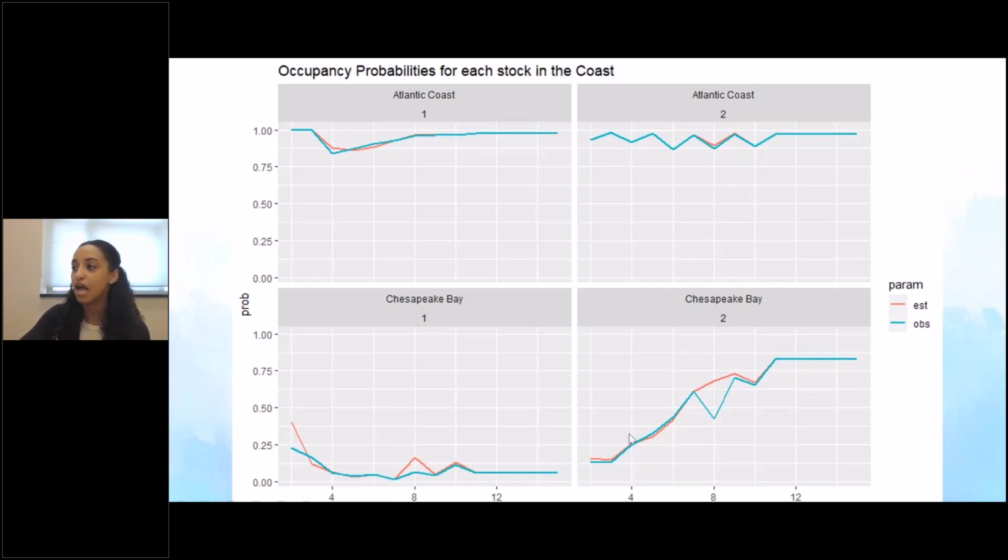And then to get at how most of our movement in the model works, you'll see that Chesapeake Bay fish, particularly in the second time step, are increasingly found in the Atlantic coast with age. That makes sense. That's what we expect is happening and what our studies suggest. So that gets at movement for this model.